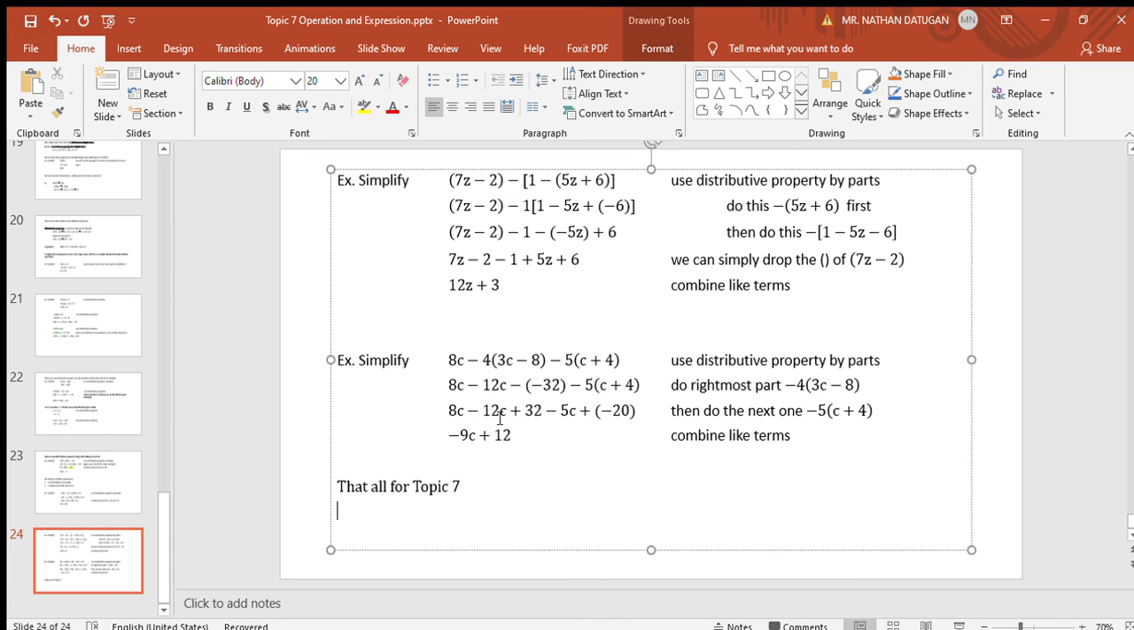And now we're going to add the constants. We're going to add 32 with negative 20. 32 plus negative 20 is positive 12. So our new expression is negative 9c plus 12.